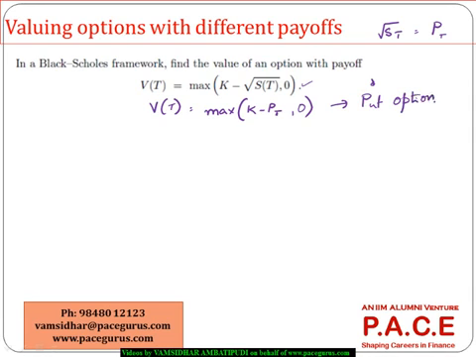As per the Black-Scholes framework, I know that the value of the put option is directly coming out, because this is behaving more and more like a put option for me. So from this framework, I can very well get that the value of the put option is K e^(-rT) N(-d2) minus S0 e^(-qT) N(-d1).